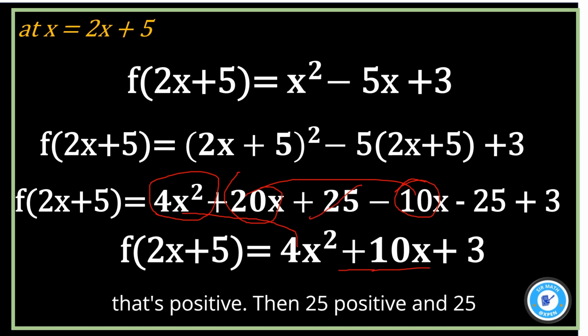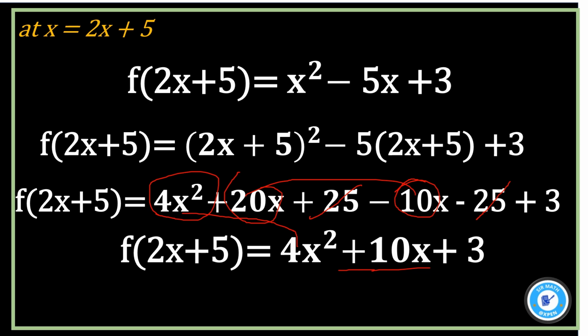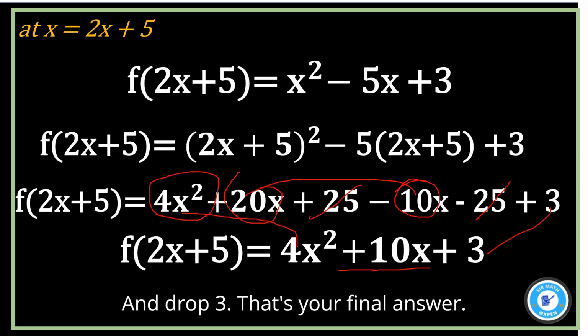Then 25 positive and 25 negative must be cancelled out. Magkaiba po yung kanilang sign. And drop 3. That's your final answer.